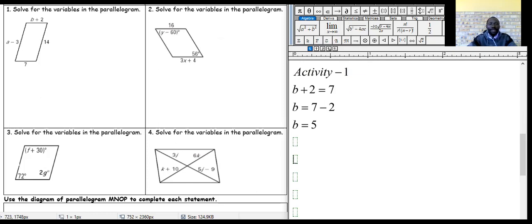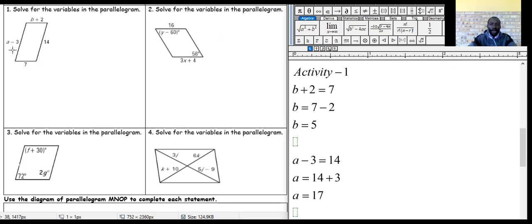The other thing is to find the value of A. Also, A minus 3, which is on the left-hand side here, equals 14, because those two are parallel and they're also congruent. So real quick, we can then say A equals 14 plus 3. That way, we can conclude that A equals what?